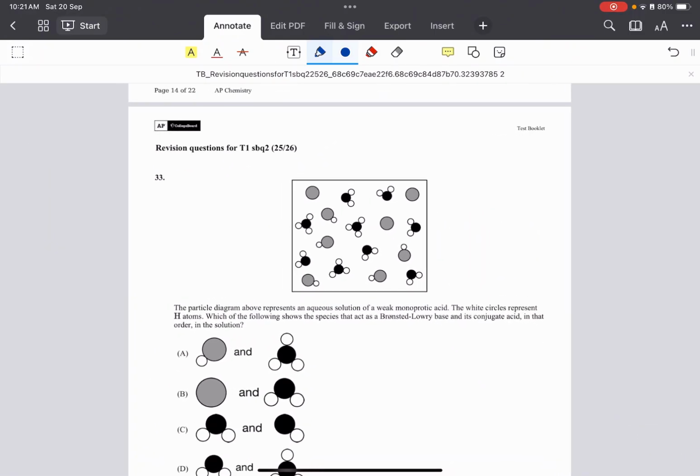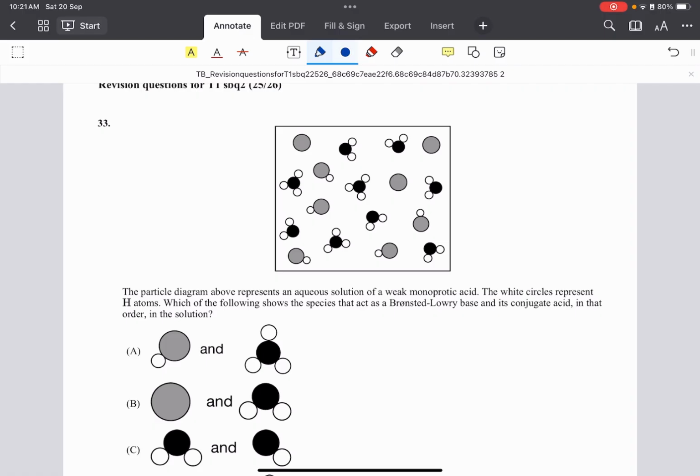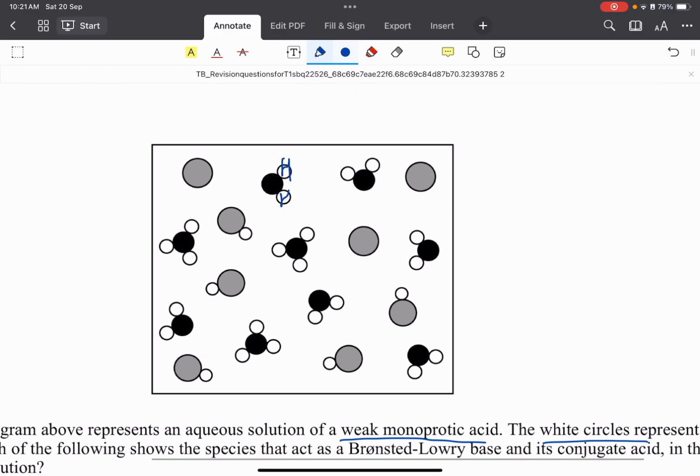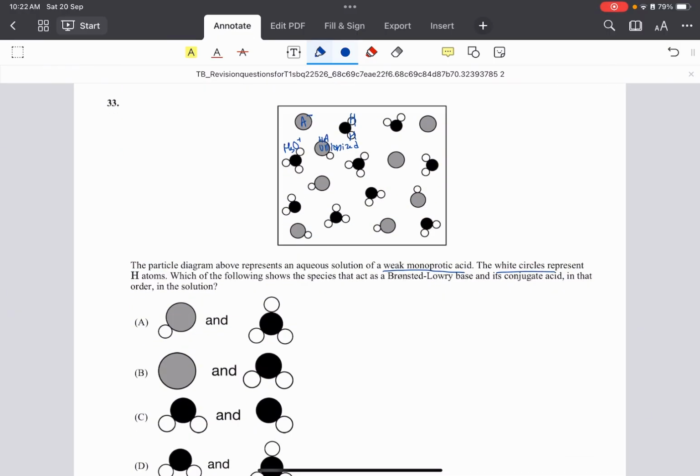The particle diagram above represents an aqueous solution of a weak monoprotic acid. The white circles represent H. This is H2O. This is H3O plus. This is an unionized acid, like HA. And this is like A minus. Okay, which of the following species act as a Bronsted-Lowry base and its conjugate acid, in that order, in the solution? Okay, so let's see.